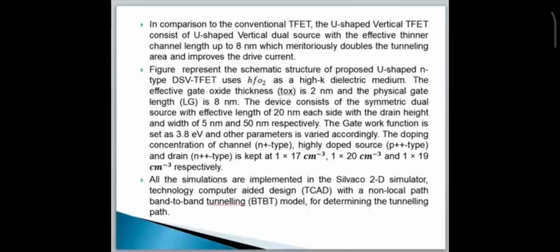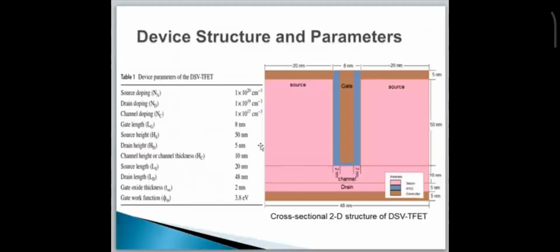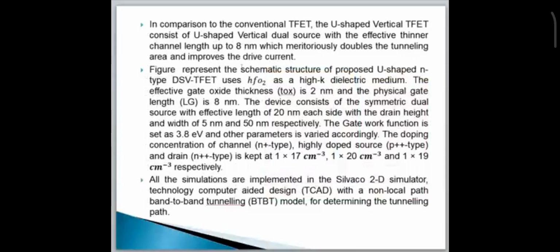The figure is in the next slide, that is this one. This is the proposed structure. The figure represents the schematic structure of the proposed U-shaped N-type dual source vertical TFET. It uses HfO2 as a high-K dielectric medium, and the effective gate oxide thickness is 2 nanometer and the physical gate length is 8 nanometer.